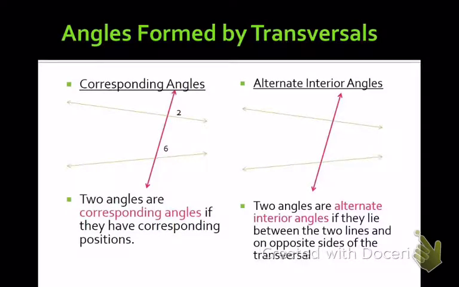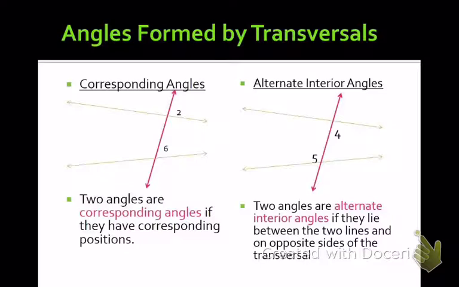Next are alternate interior angles. Interior means inside. So this is the interior, in between your two lines. Alternate means on different sides of the transversal. So alternate interior angles are inside the two lines and sit on opposite sides of the transversal. For example, angle 4 and angle 5.